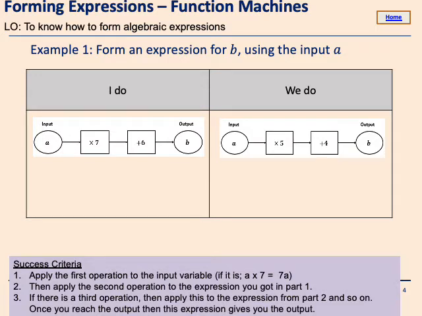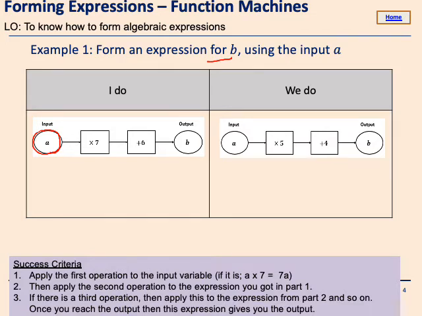Okay, so the first example, we want to form an expression for b using the input a. So on our function machines, we input a. We input this value here, which we don't know yet. Our variable is a, and our output is going to be b.